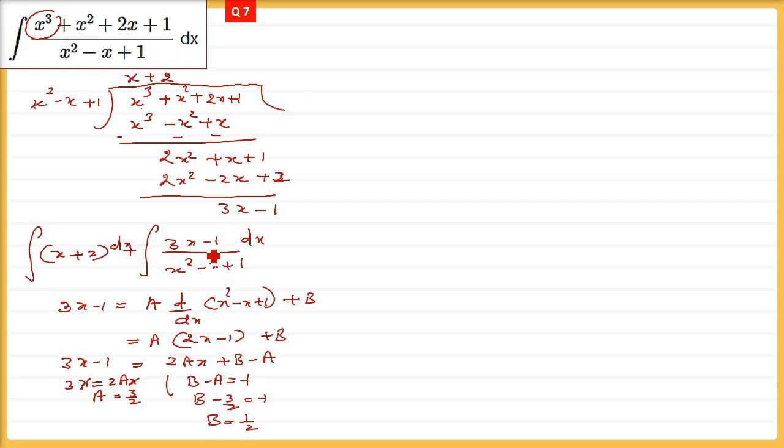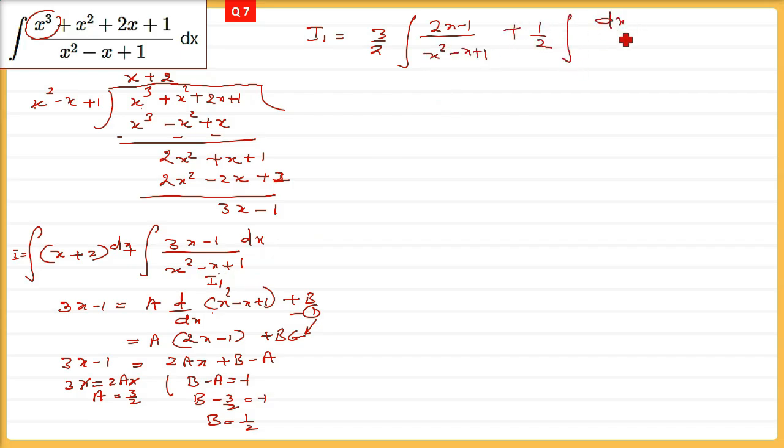Now a and b we have. This whole is I. And how to write this now? So this I1 will be, a was 3 by 2. So 3 by 2 we'll take outside. So 2x minus 1 divided by x square minus x plus 1 will remain like this, with x square minus x plus 1 in the denominator. Then we have this half, and there is nothing in the numerator. It will be simply x square minus x plus 1. Call this I2.